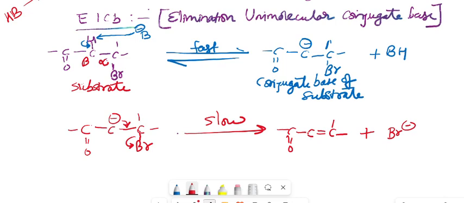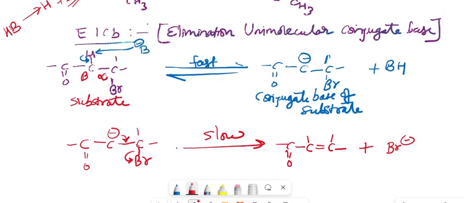So we can see that the alkene is formed ultimately, but this is the slow step involving only one molecule. So it is unimolecular, taking place with the formation of conjugate base, and it is elimination of leaving group bromine and one hydrogen. First of all, hydrogen leaves the substrate, and then carbanion is formed. In the second step, from the carbanion, there is removal of bromine as Br minus, and ultimately alkene is formed.